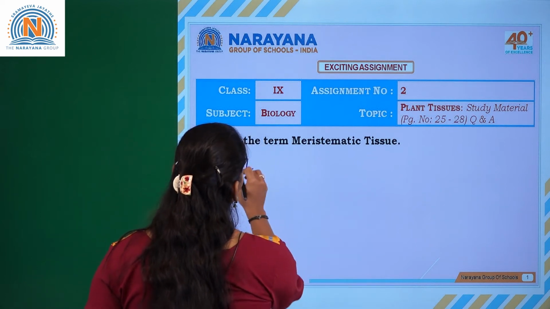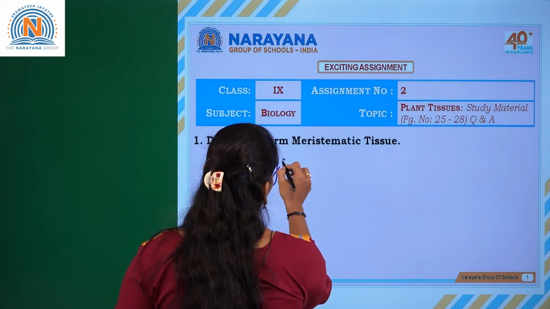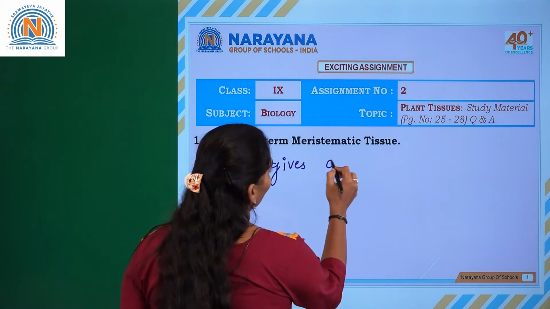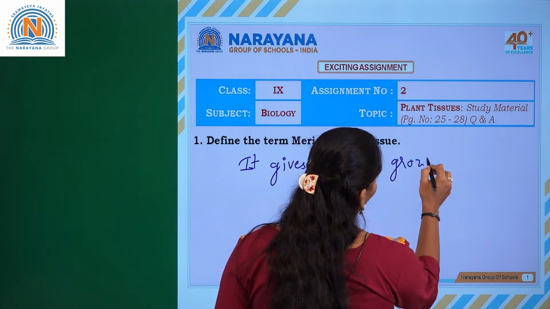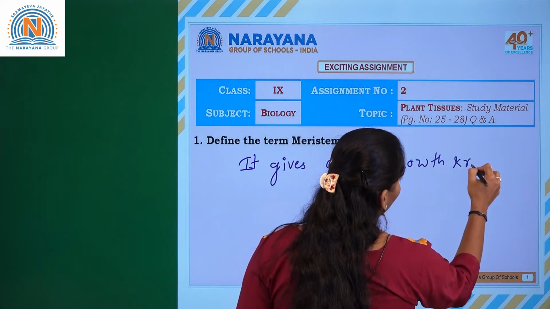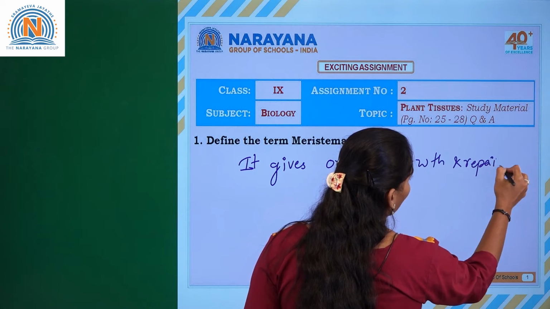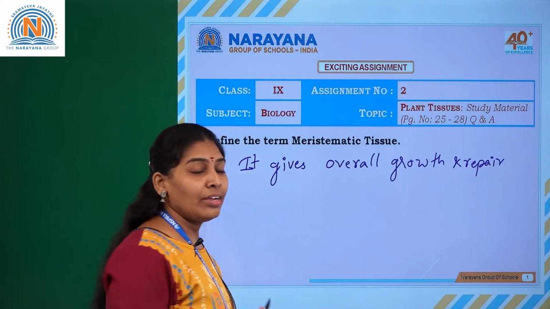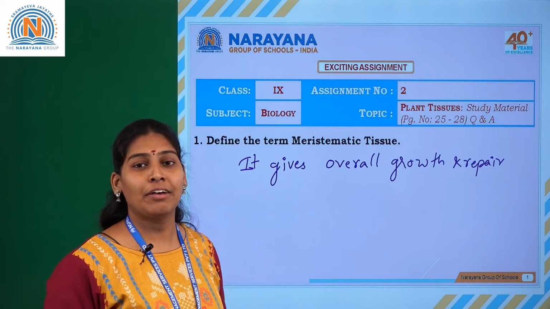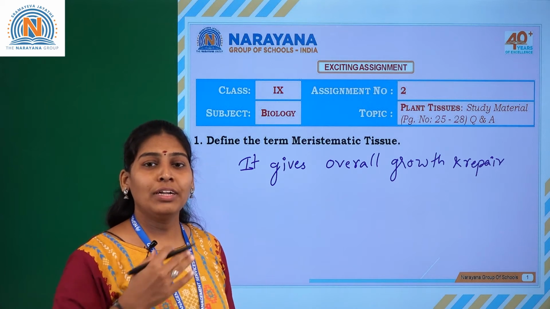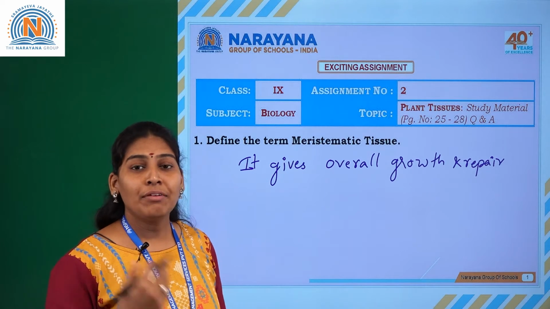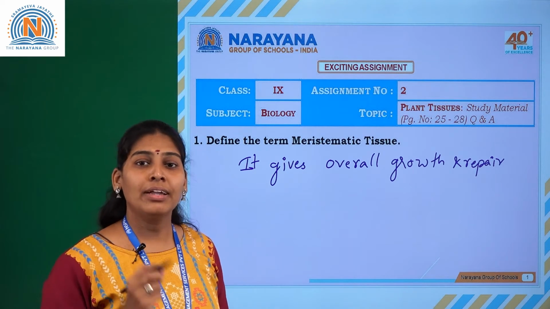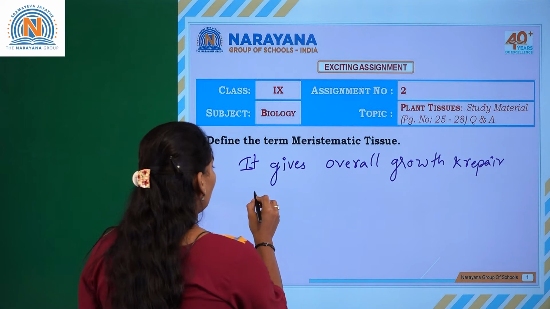So it gives overall growth and repair of the damaged tissues. It has the capacity to divide throughout the plant's life, and it has a prominent nucleus and abundant cytoplasm.